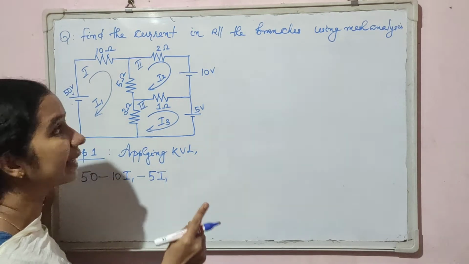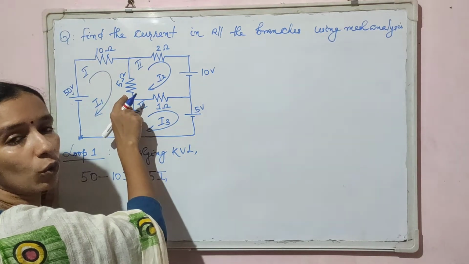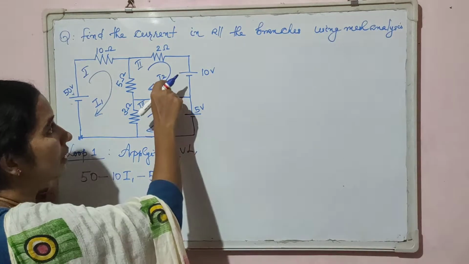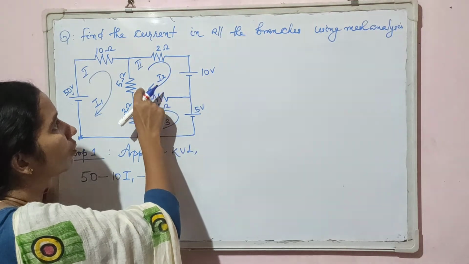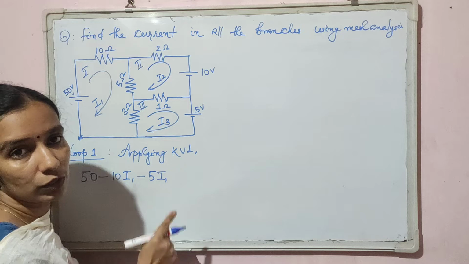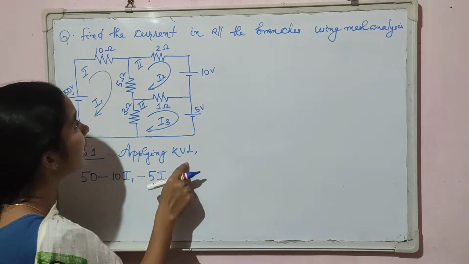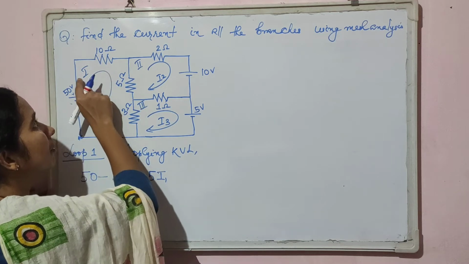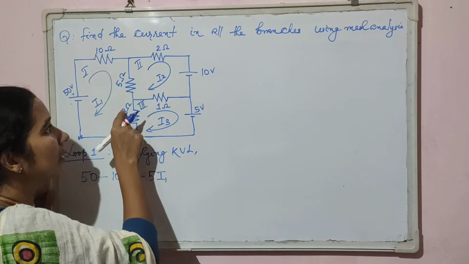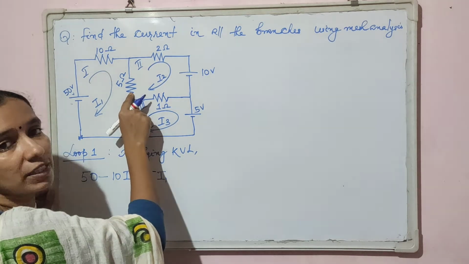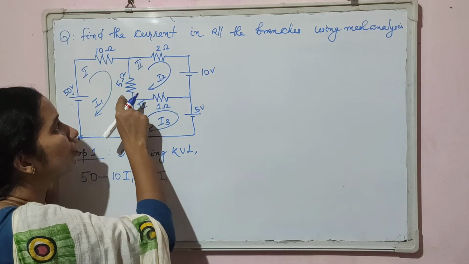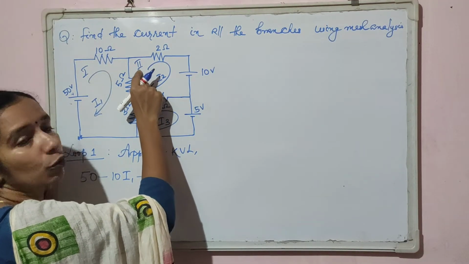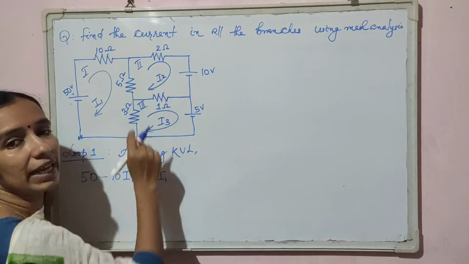Now we can see that this 5 ohm resistor is common to loop 1 as well as loop 2. So this current I2 is also flowing through this 5 ohm resistor. When I am applying KVL to loop 1, I am proceeding in this particular direction, starting from here and moving like this. Regarding the 5 ohm resistor, I am moving from its top point to the bottom point, whereas I2 is flowing from the bottom to top. So I2 is flowing in the opposite direction.